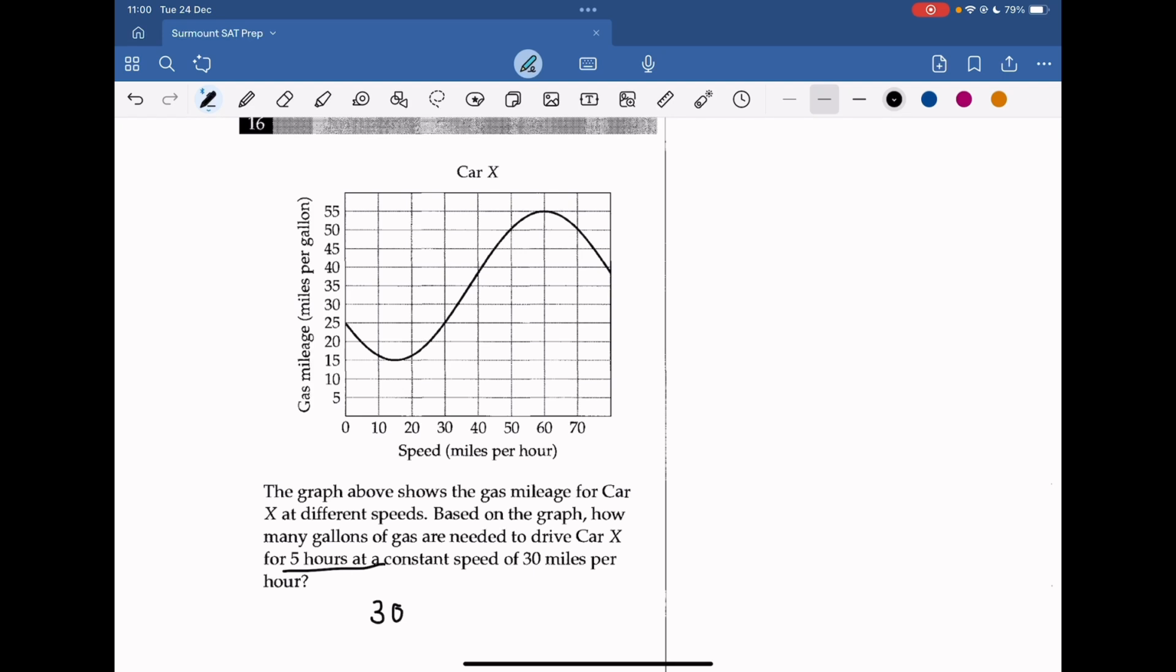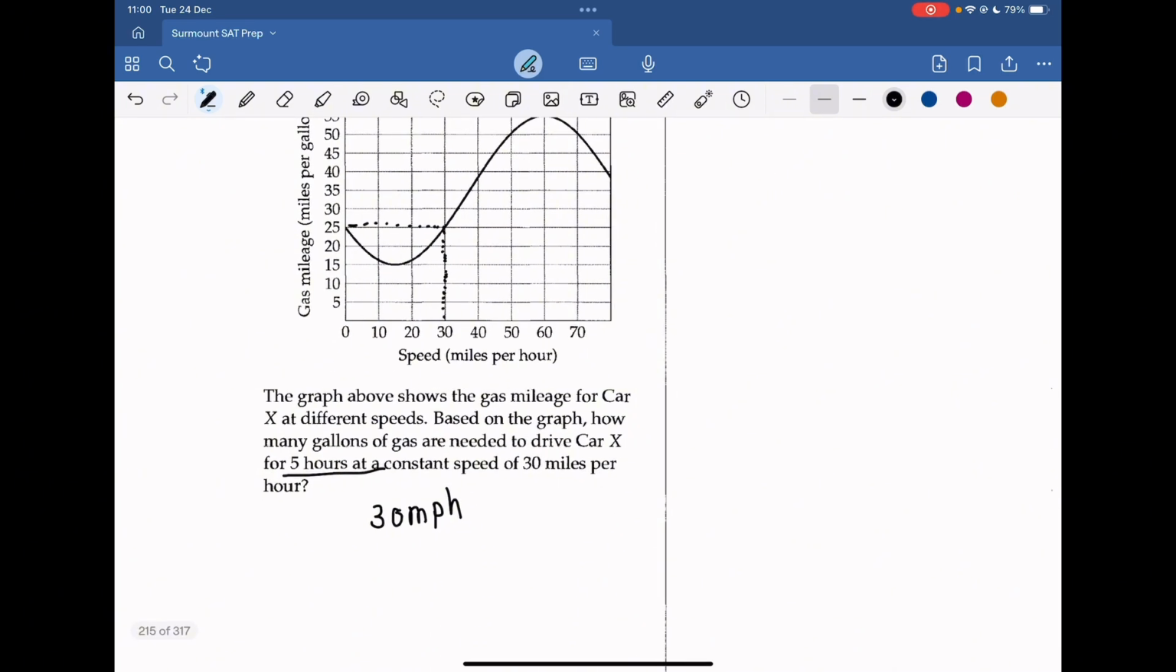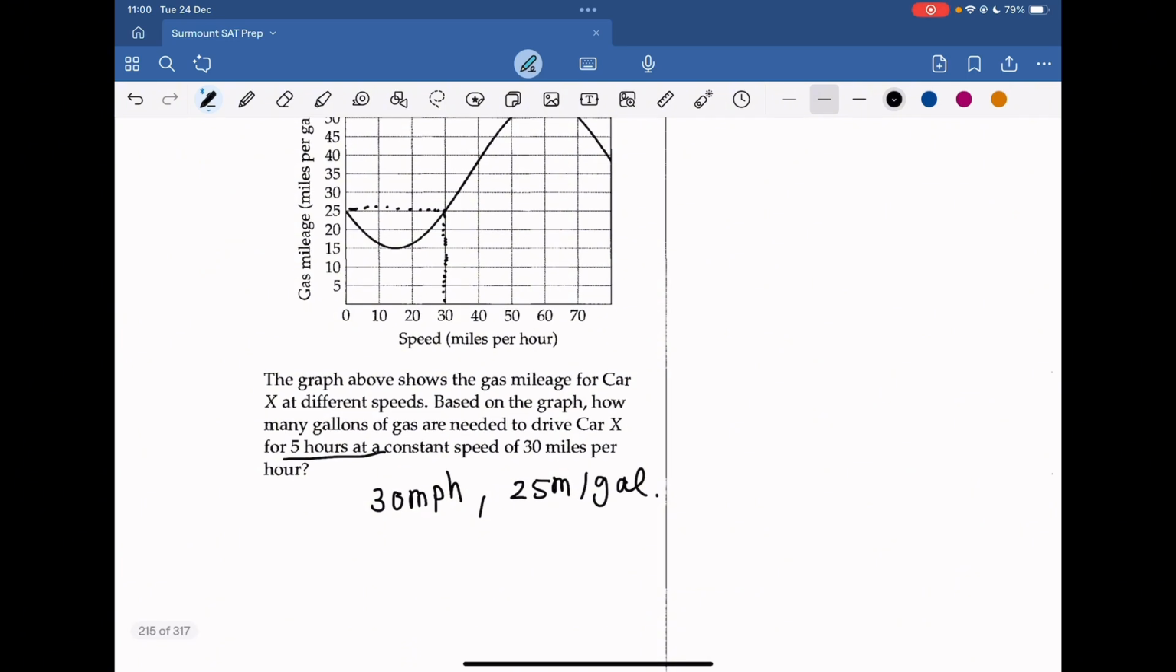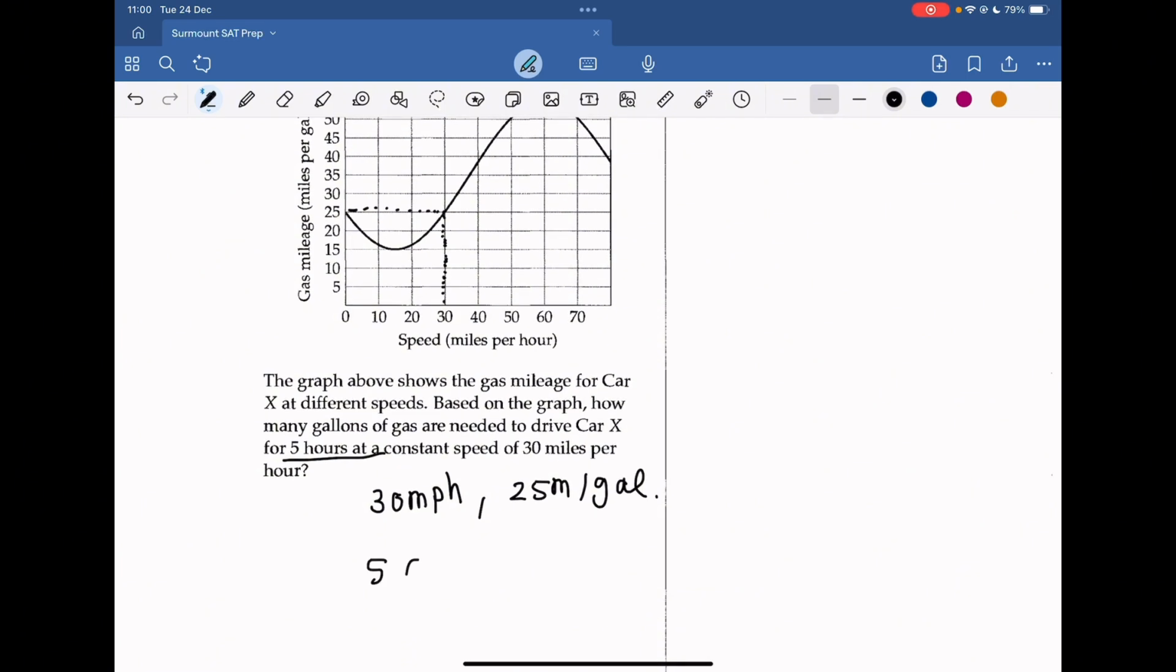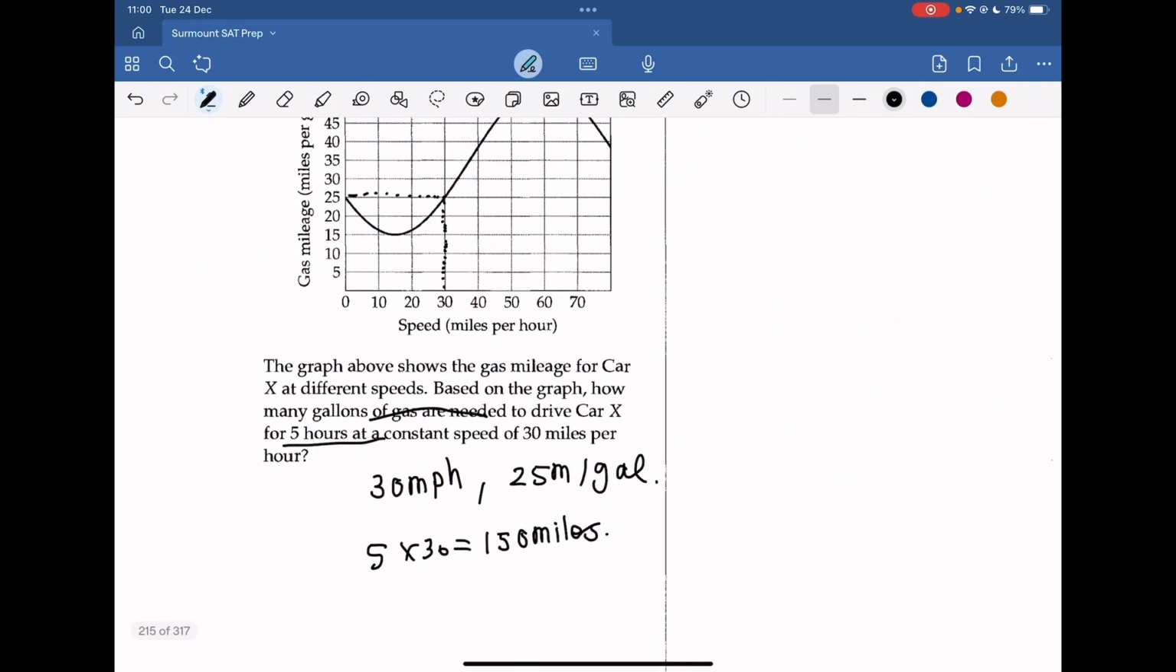So 30 miles per hour. If you look at the graph here, 30 miles per hour equates to around 25 miles per gallon. So at 30 miles per hour, the car can get 25 miles per gallon. To drive it for 5 hours, the total distance it covers is 5 times 30, right? Which is 150 miles.